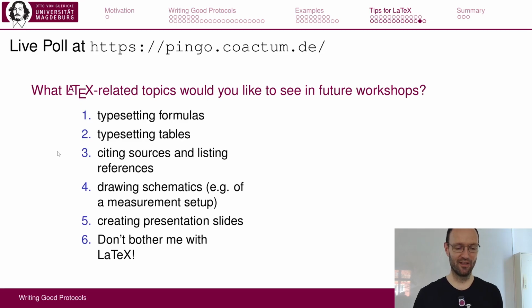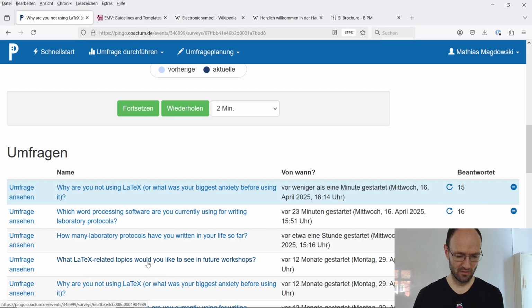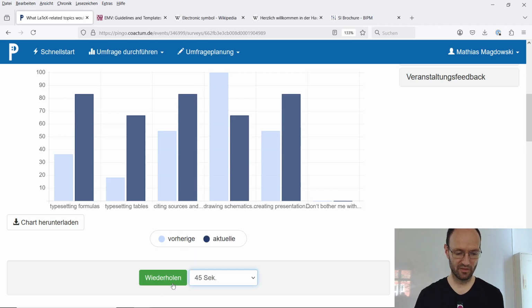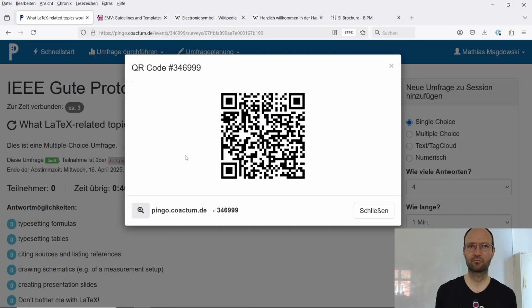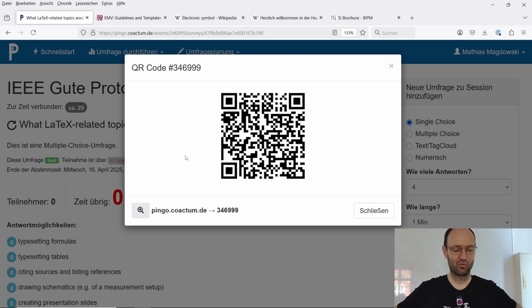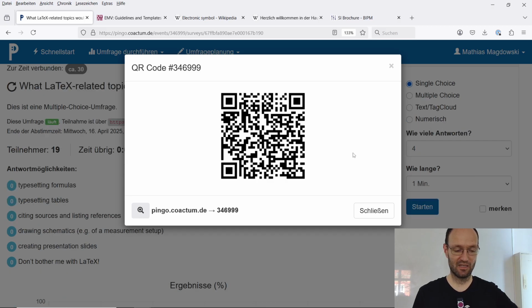Coming to the last poll, what LaTeX related topics would you like to see in future workshops? I need to open this up, and I think it's this one here, and then I will just repeat it with 45 seconds, and there's the QR code. Then I will pass this to my colleagues for the other workshops, and they might put some more emphasis on these special topics. So the choice is typesetting formulas, typesetting tables, citing sources and listing references, drawing schematics, for example, of measurement setups or flow charts of programs, or creating presentation slides like the one I had.